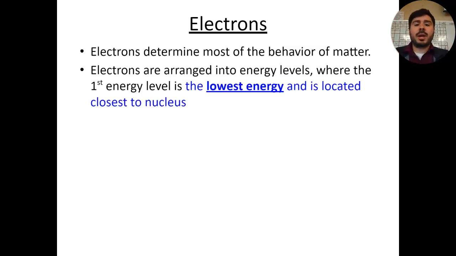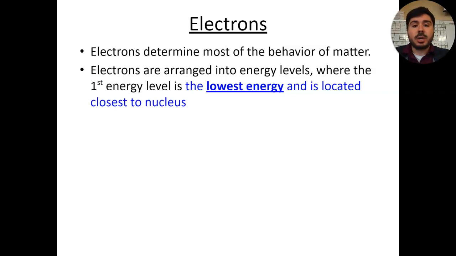So electrons are arranged into energy levels, where the first energy level is the lowest energy and is located closest to the nucleus. Okay, so there's a couple of words and phrases in this bullet point that have some familiarity to you guys. Firstly, we're going to see the words first energy level, right? First energy level. Well, what does that mean?